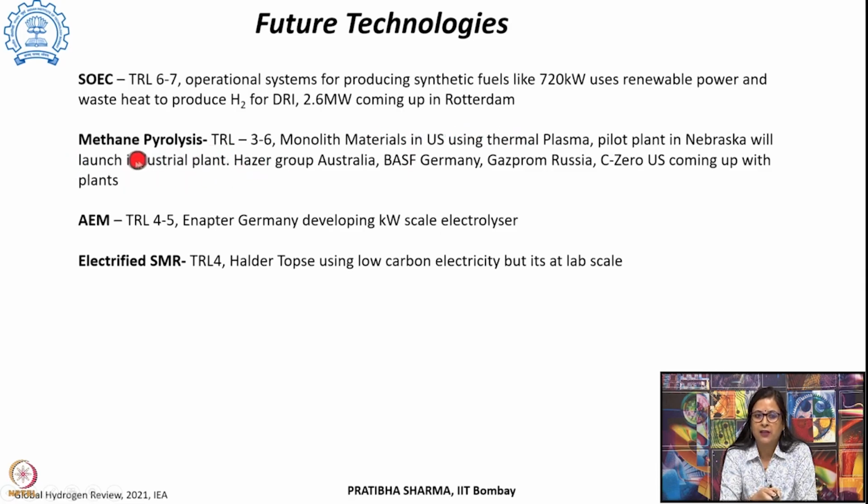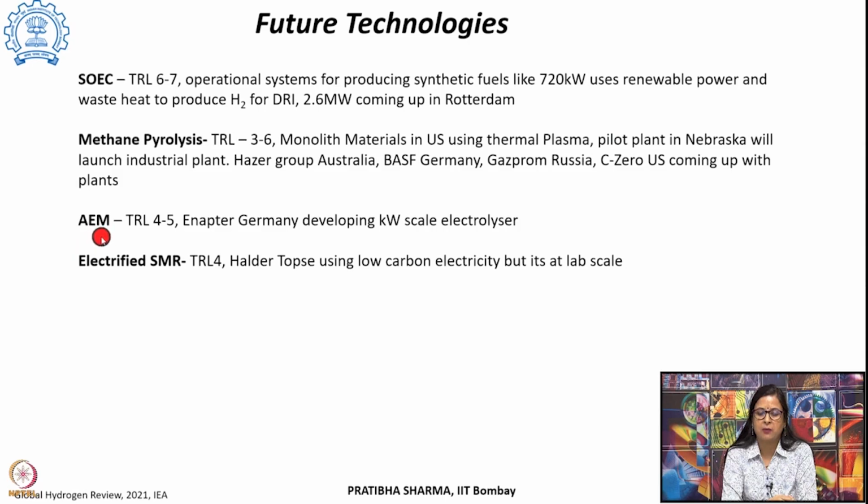Methane pyrolysis is another future technology having a TRL level of 3 to 6. There are plants like Monolith Materials in the US, which use thermal plasma for the cracking of methane. There was a pilot plant in Nebraska and now they are planning for an industrial scale plant. There are several plants coming up in Australia, Germany, Russia and the US. So the technology will grow in future.